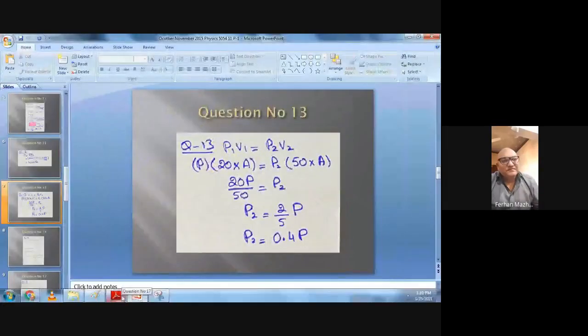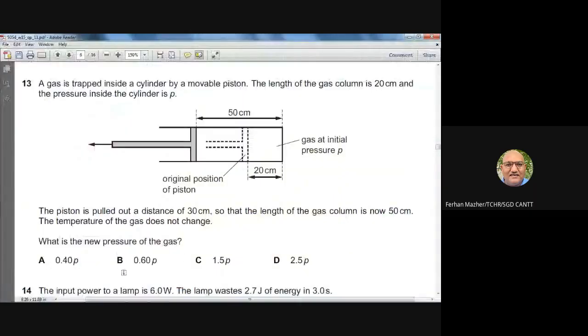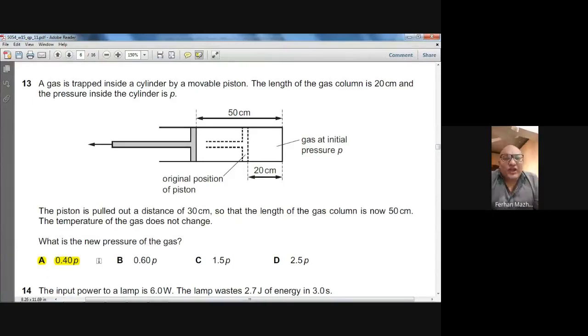Let's check the options. Oh, A is the right answer. 0.40P. A is the right option. Let me check the marking scheme. Oh yes, the marking scheme says A. Question number 13. A is the right option.